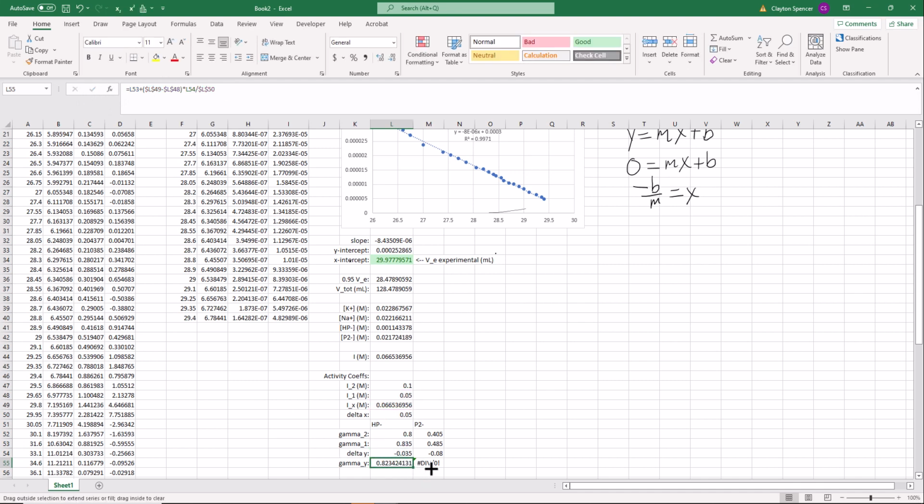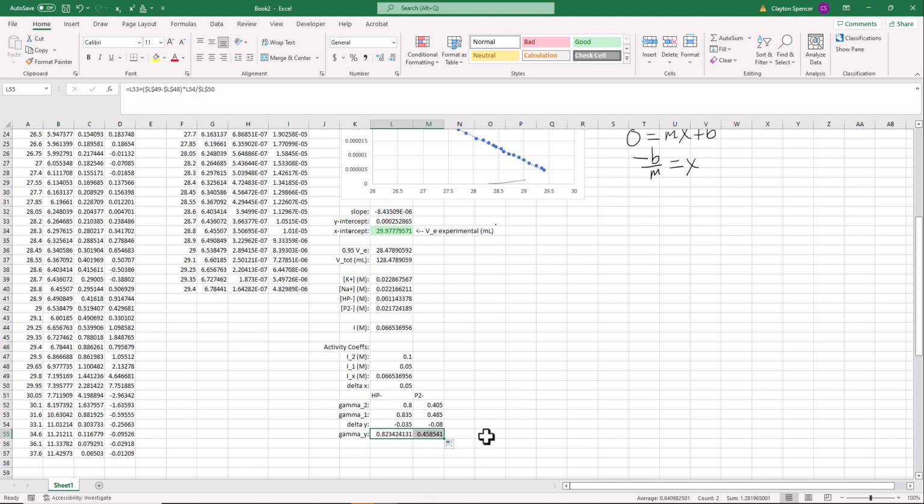Now we should be able to click and drag. Woohoo! So 0.458 is indeed between 0.405 and 0.485. Interestingly, it doesn't help those of us with a little bit of dyslexia permuting those numbers, but that's okay. All right, so those are the gamma values. Yay! Whew.